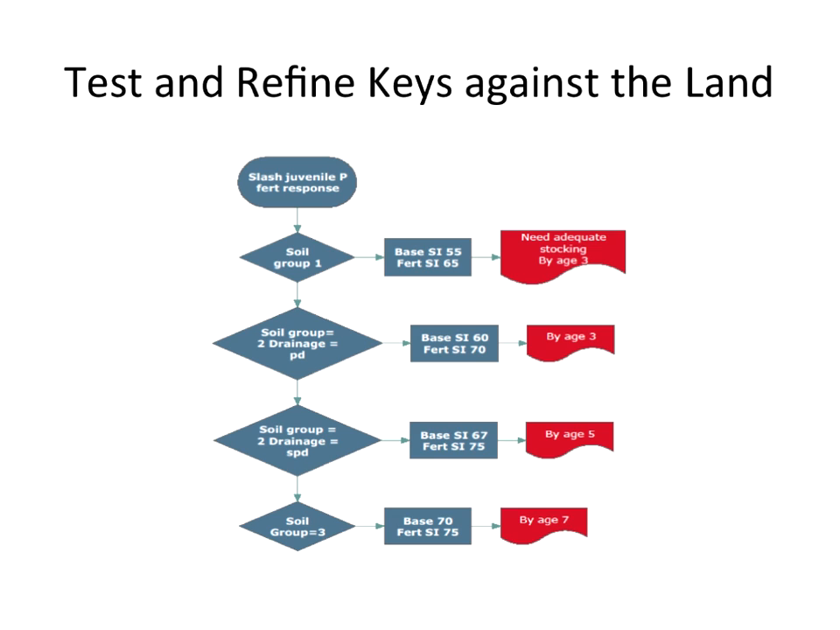Here's another key. This is an example of a part of a slash pine juvenile fertilization response plus application timing key. This soil group one, we'll say, has a base site index of 55 and a fertilized site index of 65. Before you fertilize it, you need to make sure you have adequate stocking and it needs to have its fertilization done by age 3. You notice soil group 2 and soil group 2 here, based on drainage class, have different base site indexes and have different ages at which they need to receive the P application. And soil group 3 down here is different.